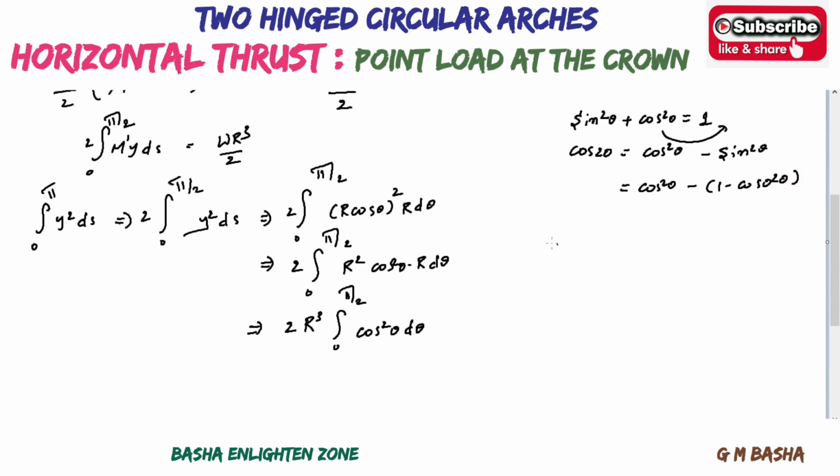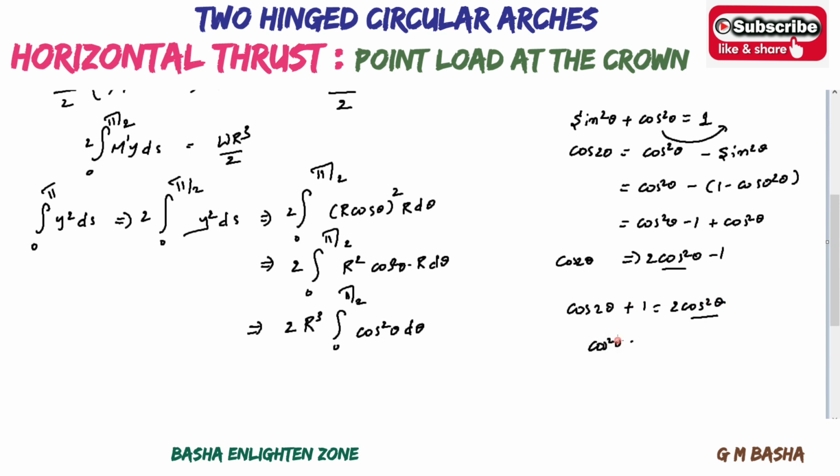Okay, then simplify this one: 2 cos square theta minus 1, that is cos 2 theta. If I want this cos square theta, what will I take? I will send this one to this side: cos 2 theta plus 1 equals 2 cos square theta. If I want only cos square theta, send this to this side: cos square theta equals cos 2 theta plus 1 by 2.